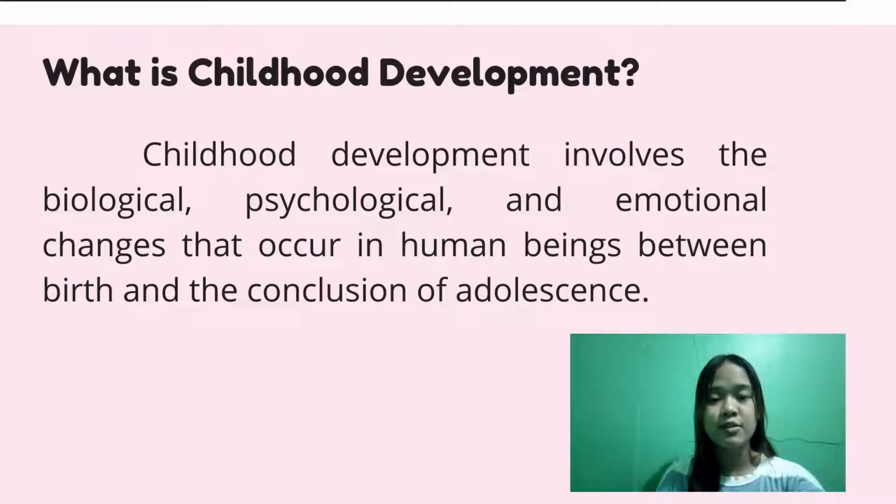For this video, we are going to discuss topic 4 about factors affecting childhood development. Childhood development involves the biological, psychological, and emotional changes that occur in human beings between birth and the conclusion of adolescence. Childhood is divided into 3 stages of life, which include early childhood, middle childhood, and adolescence.